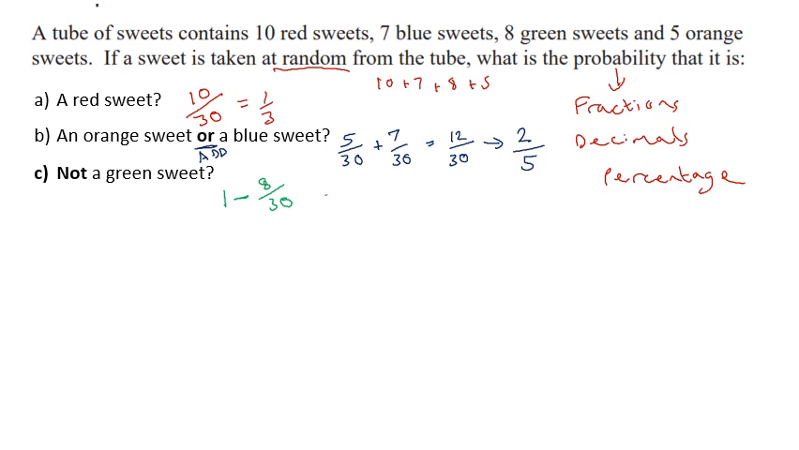Now 1 take away 8/30 is 22/30. And the reason for that is that 1 as a whole number is the same as 30 over 30. So 30 over 30, take away 8 over 30 is 22 over 30. That is our final answer. Let me just highlight all of our answers.